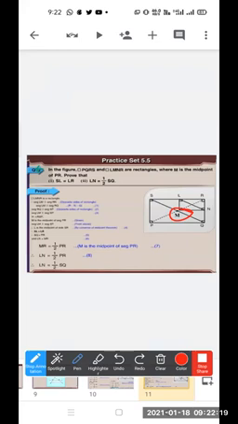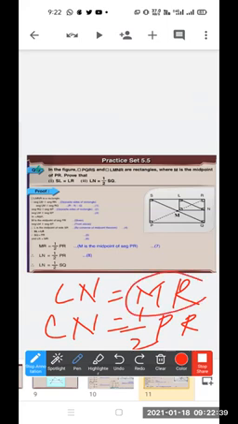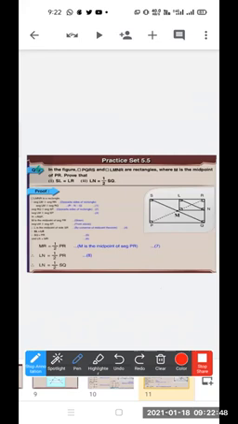Similarly, we can write LN is half of PR. Why PR? Because LN is equal to MR, and they are the diagonals. LN is given equal to MR, and MR is half of PR. So LN is half of PR.